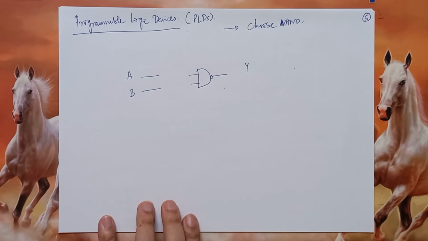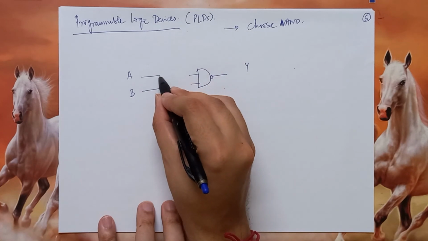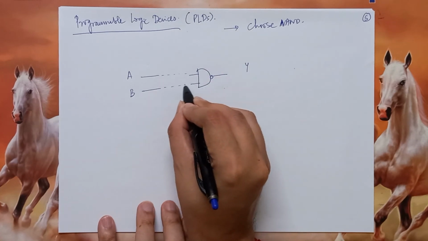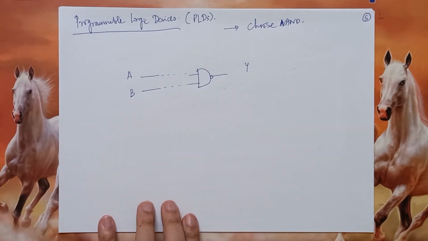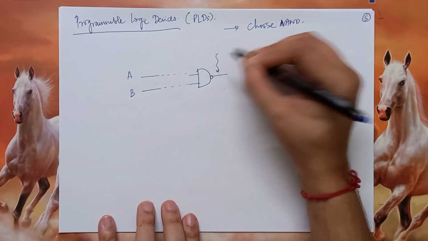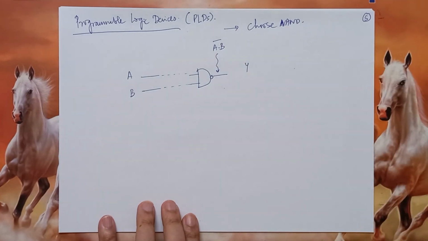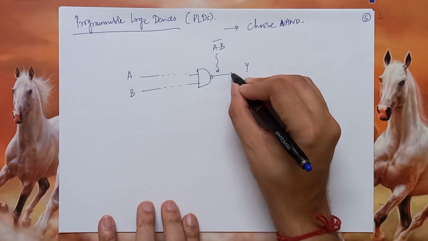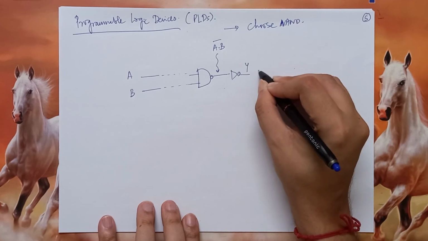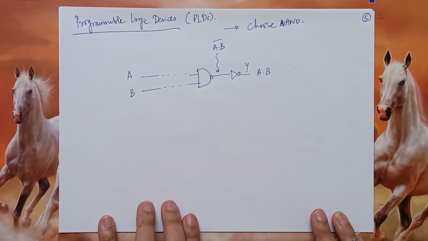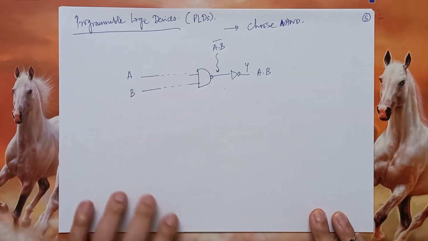So suppose we first want to do the product. I can simply connect A and B to the gate as they are. Now what will I see over here? I will see A dot B, the whole bar. Then to have a product, all I need to do is connect a NOT gate over here. Then I will get A dot B. So this gives me the product.